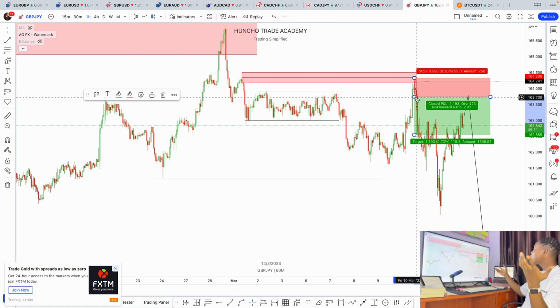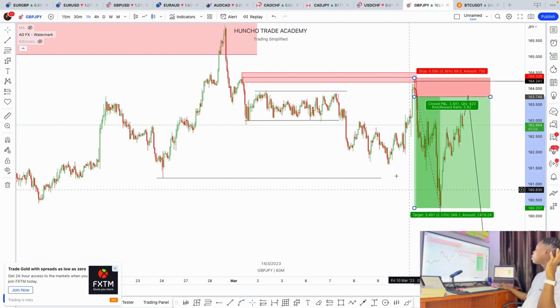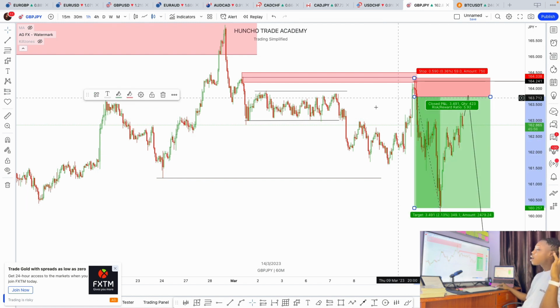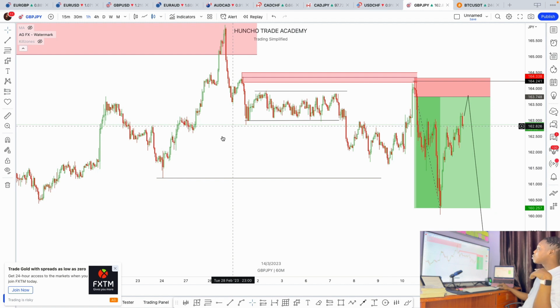You can even know why. If you are smart enough, it is very simple why I place my entry here and not on the other block. It is very simple. But I'm not going to elaborate on that right now, right? So you can see how clean the chart looks. The 1 to 5 risk to reward, because I understand what liquidity is. I understand the structure. Now let's take a look at another example.